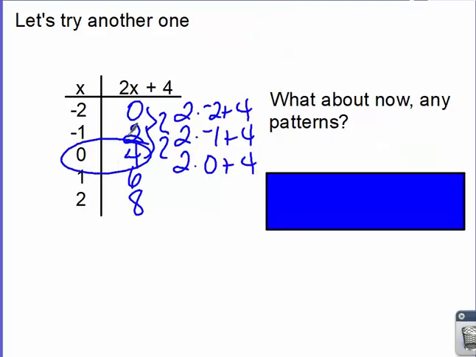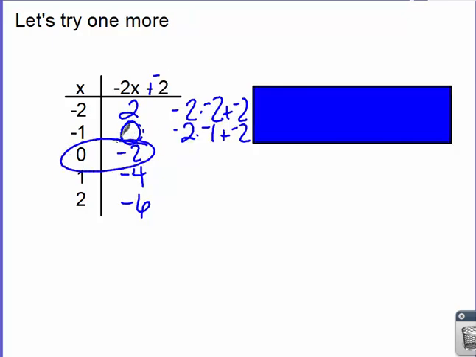The y value when x is 0. Okay, so it always happens that way.